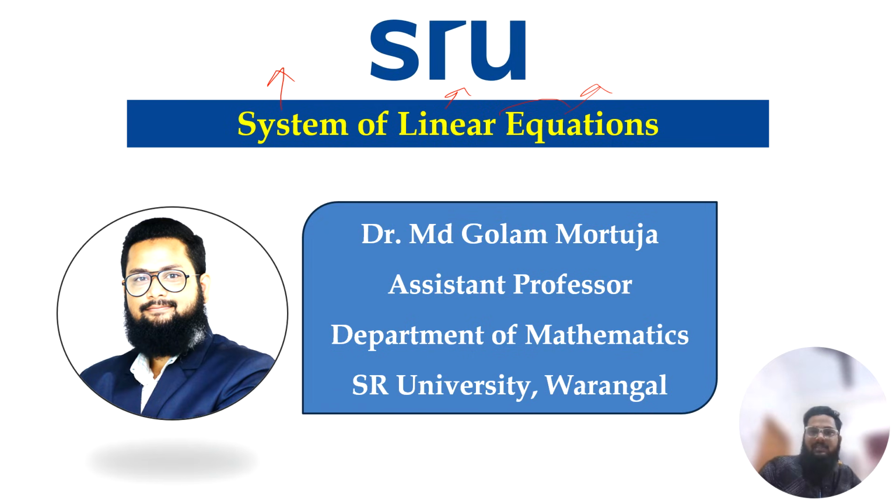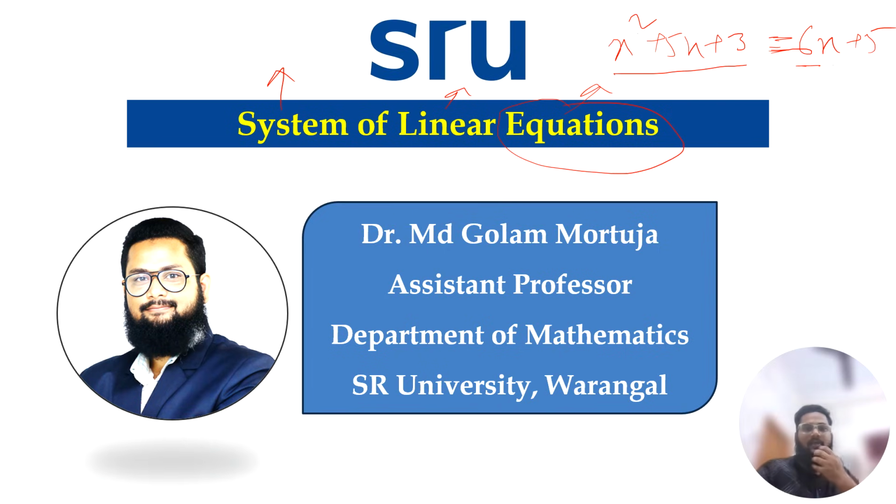First we will start with what an equation is. You know that an equation is a mathematical statement where two expressions are related using an equal sign. For example, x square plus 5x plus 3 equal to 6. This is one mathematical expression, and this is another, or you can say 6x plus 5. With the equal sign we are relating two expressions, and this total mathematical statement is called an equation. Clear?